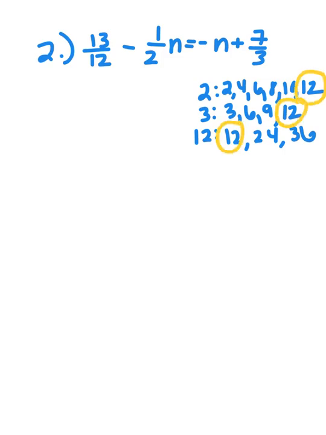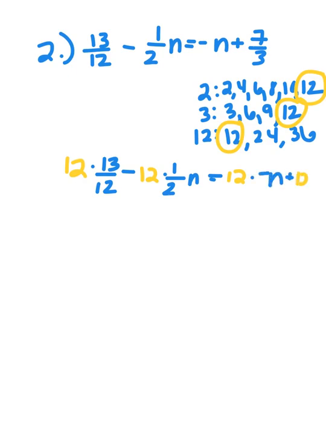So I want to go through and multiply my entire equation, every single thing, by 12. So I do 12 times 13 twelfths minus 12 times 1/2 n equals 12 times negative n plus 12 times 7/3. And then I'm going to go through and simplify.